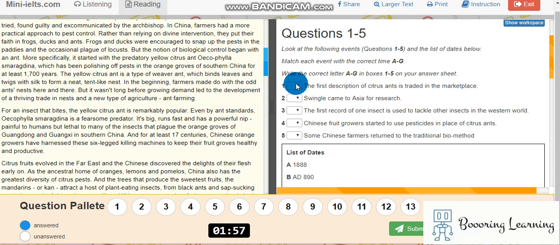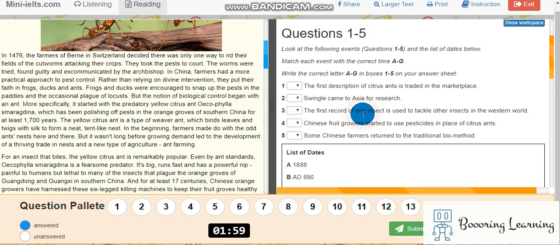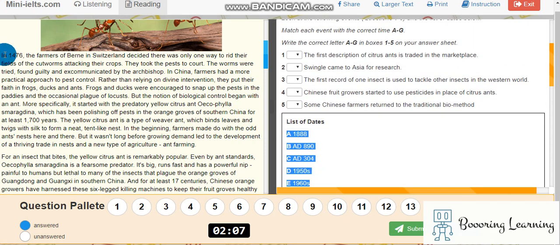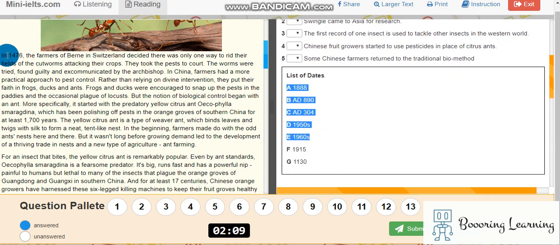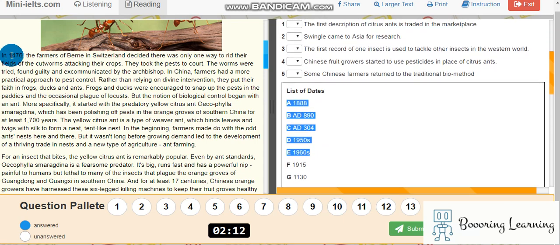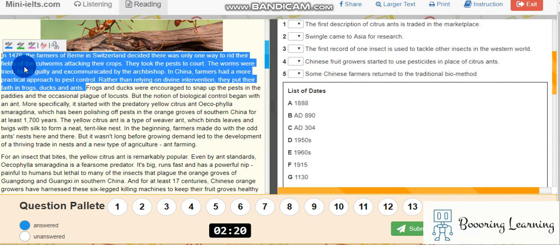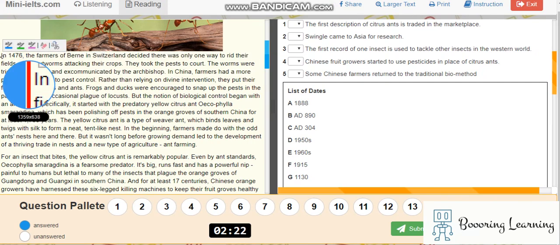So we have to match this with dates. Okay, so numbers are important, so let's emphasize every single number. But I think I have to understand a little about the topic before starting. So let's read the first paragraph.